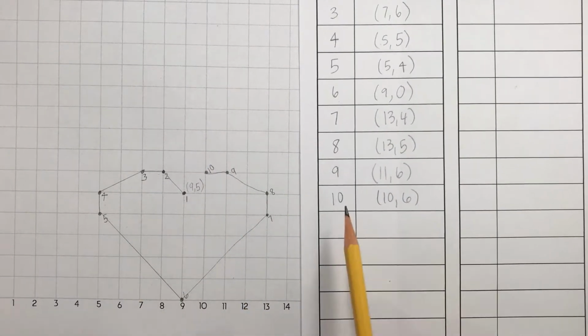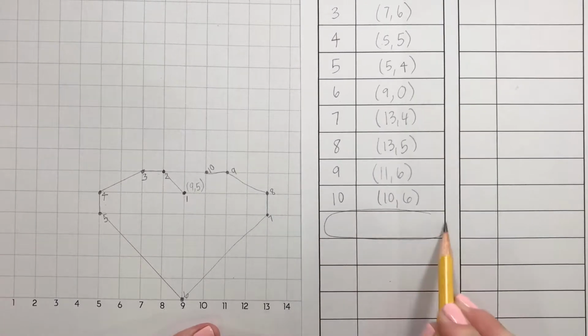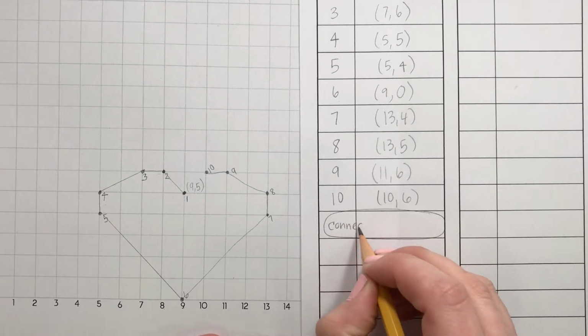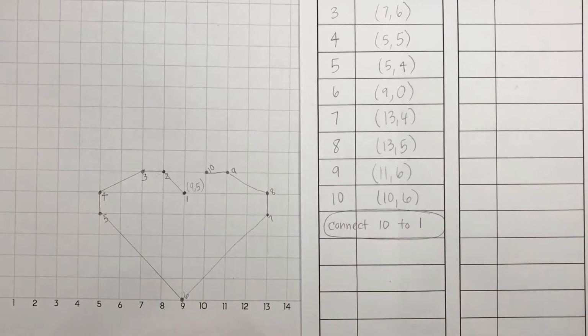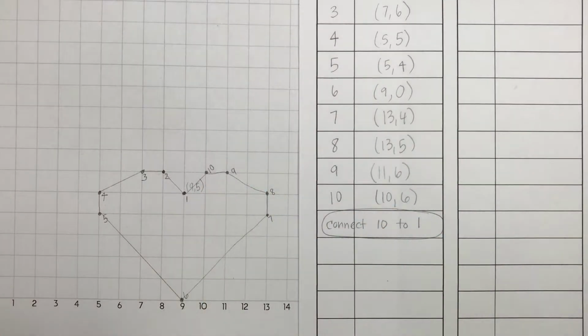So here on my recording sheet, you see that I've left off at 10. So I'm going to take the next space, I'm going to block it off, and I'm just going to write connect 10 to 1. So that tells the person who's creating this drawing to go ahead and connect point 10 to point 1, and then you end up with, as you can see, a heart.